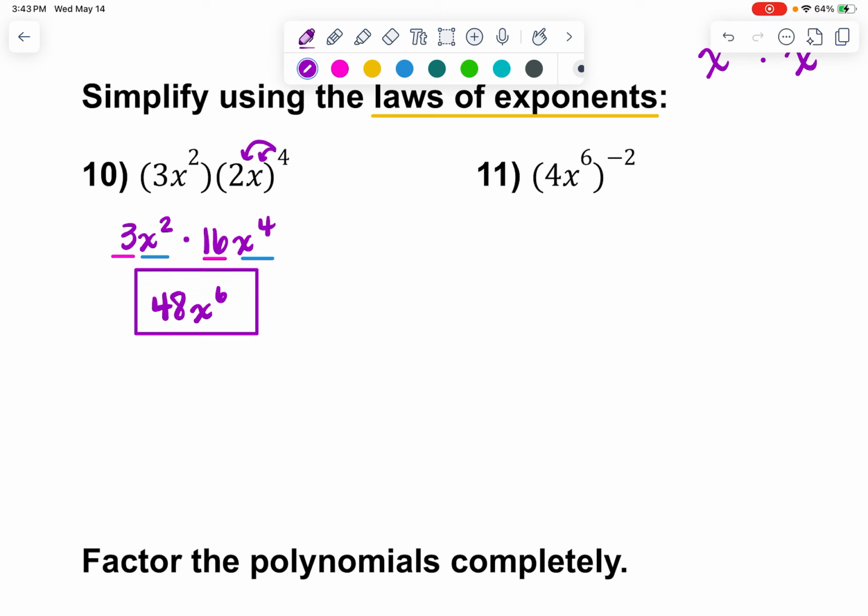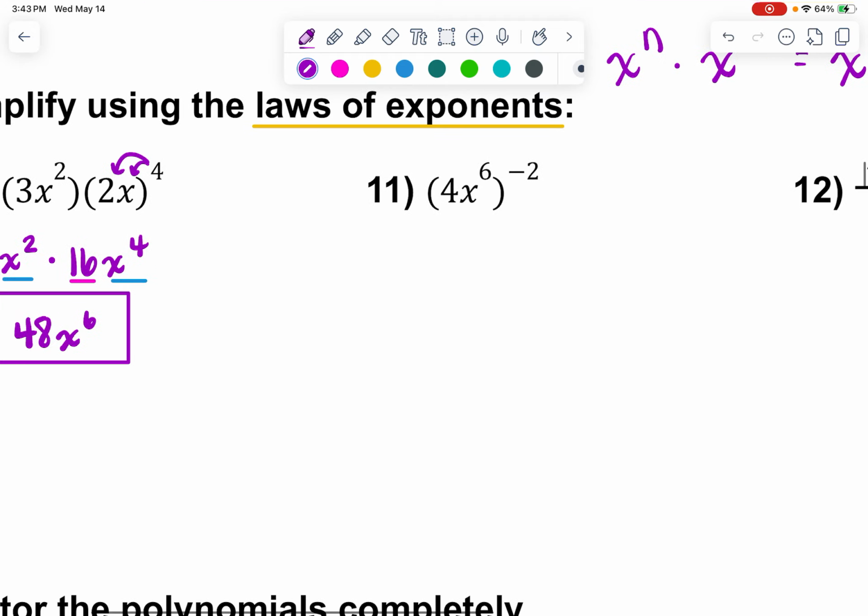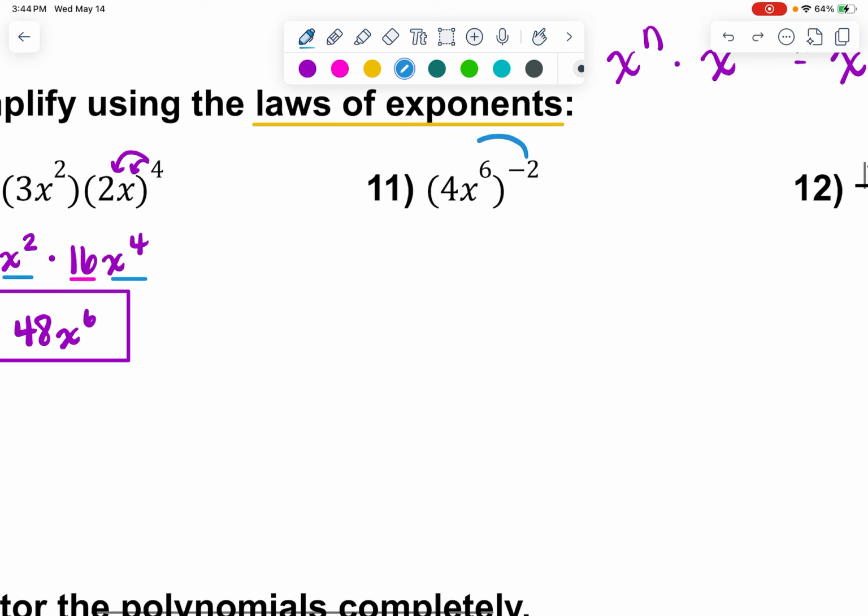Okay. On number 11, there's a few different ways you can tackle it. I'm going to do it basically the exact same way we just handled number 10. So I noticed that I have a negative 2 power on the outside, and that negative 2 power has to go to both of those factors inside the parentheses. So that's going to give me 4 to the negative 2. And I am just going to keep that as 4 to the negative 2 right now because it's a negative exponent, and I'm going to deal with that in just a second. But remember, my first ultimate goal is to just get rid of the parentheses.